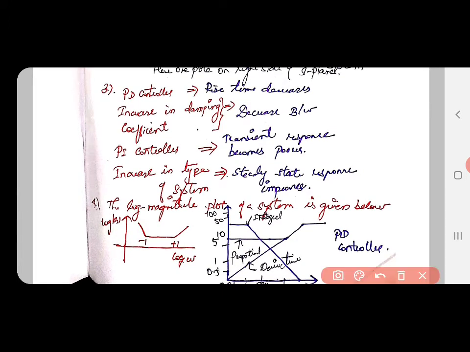The next question is match the following. They are asking about the functions of a controller. Okay, in a PD controller, the rise time will be decreasing, damping ratio increasing, and bandwidth decreasing. Okay, in a PI controller, the transient response becomes poorer. Increasing the type of the system, steady state response increases.